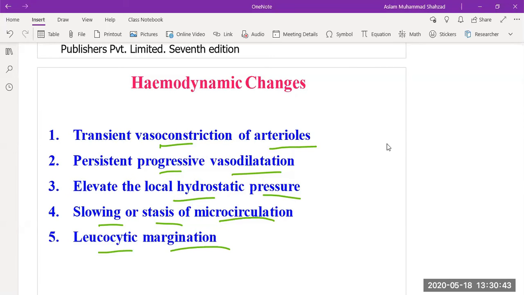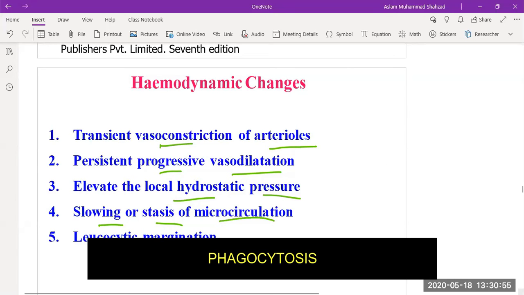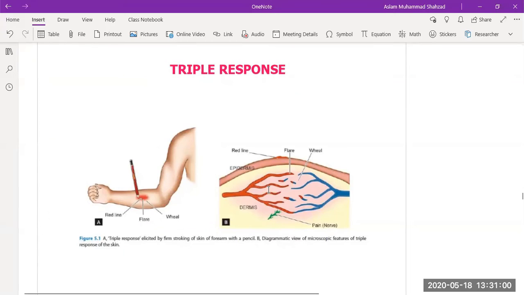So neutrophils have a major role when injury and infection occur. The neutrophils will migrate, and then they try to kill by the process known as phagocytosis. So what happens in inflammation?